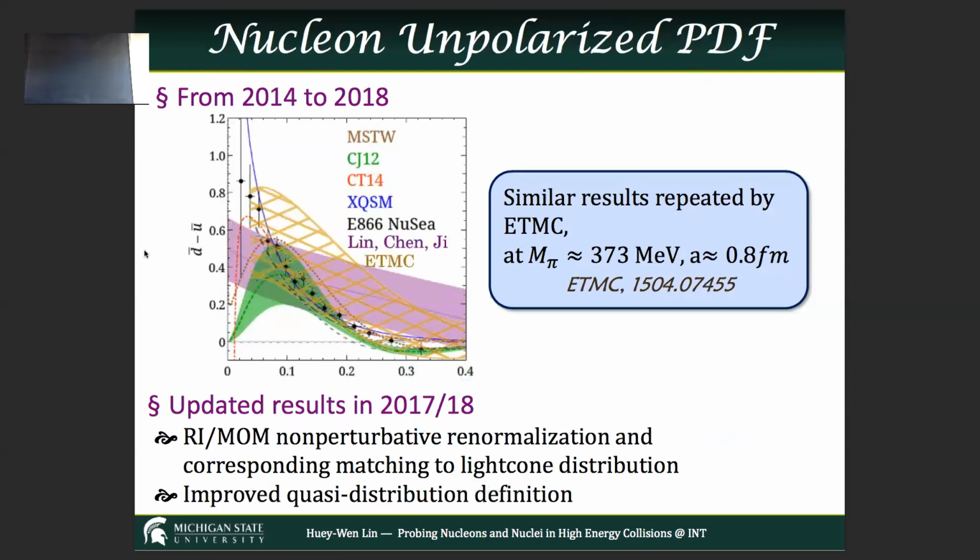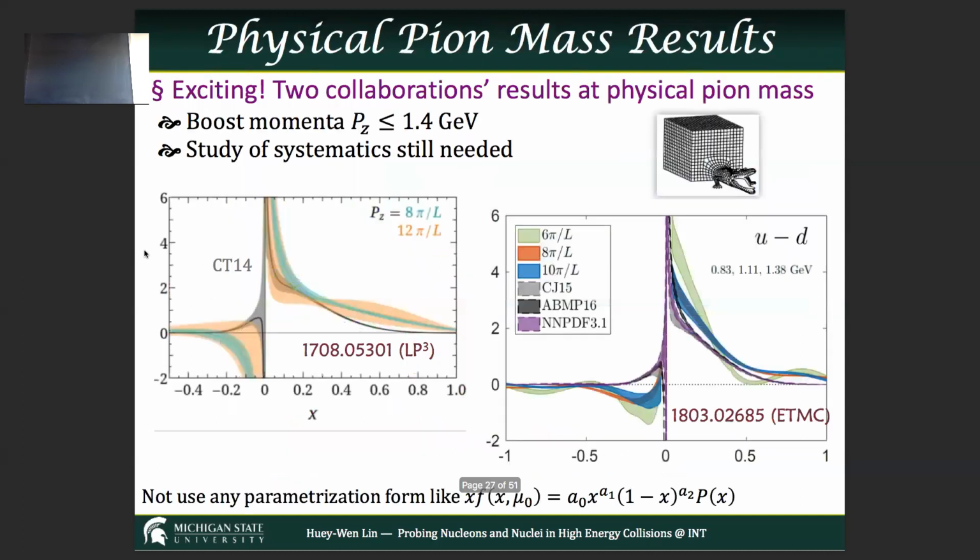And just updates: in recent years, both us and ETMC have a different way of doing the non-perturbative renormalization, and there is more than one group trying slightly different ways of dealing with renormalization. There is also an issue with the truncation effect in the Fourier transformation that we have been trying to work out. There have been two very exciting physical pion mass results, both at a single lattice spacing, but these are very specific calculations.